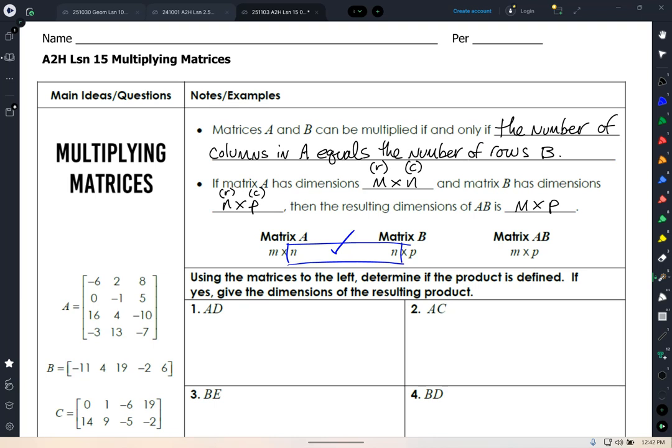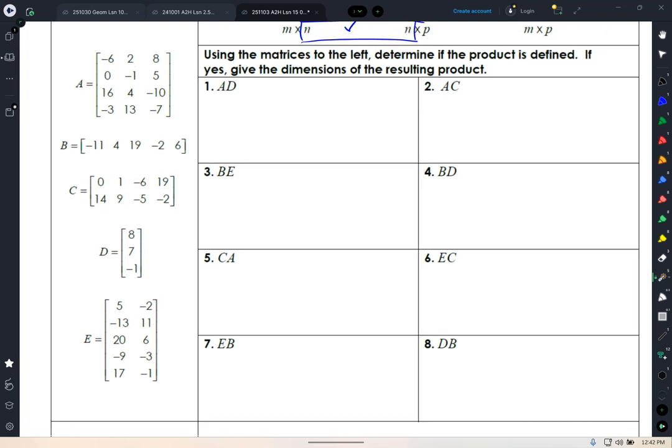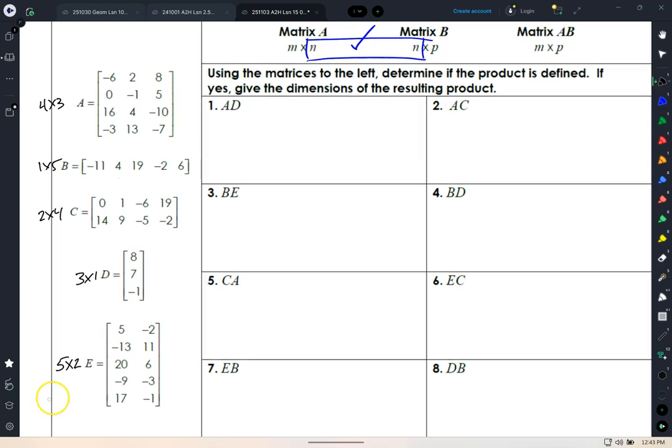Okay, so let's talk about these matrices over here. So we're going to start first by, just out front here, I want you to write the dimensions of each one of those matrices. Go ahead and do that now. So you should have put, for A, a 4 by 3, 4 rows by 3 columns. For B, a 1 by 5, 1 row, 5 columns. For C, a 2 by 4. For D, a 3 by 1. And for E, a 5 by 2.